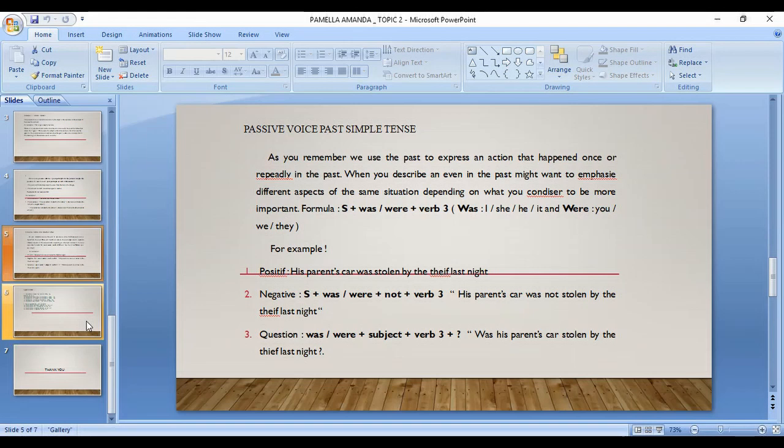For example, number one, positive: the car was stolen by the thief last night. Number two, negative: subject plus was or were plus not plus verb 3: the car was not stolen by the thief last night. Number three, question: was or were plus subject plus verb 3: was the car stolen by the thief last night? Next.